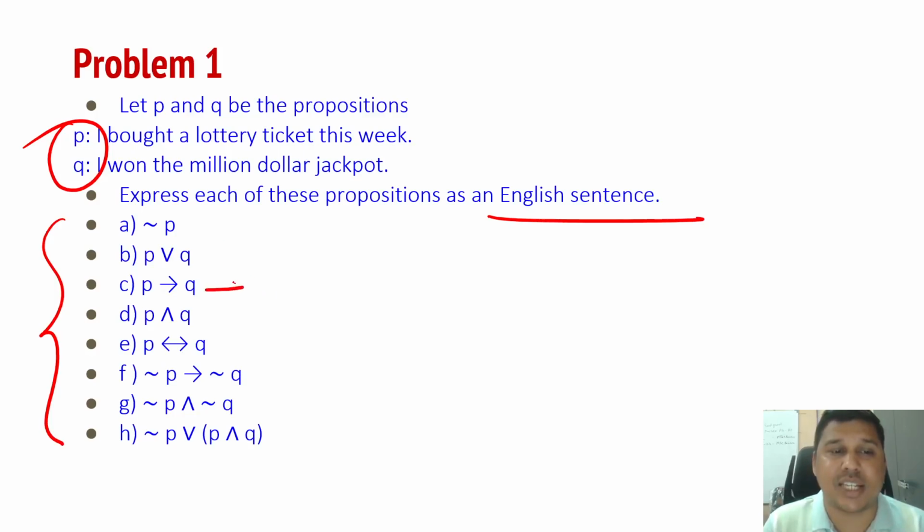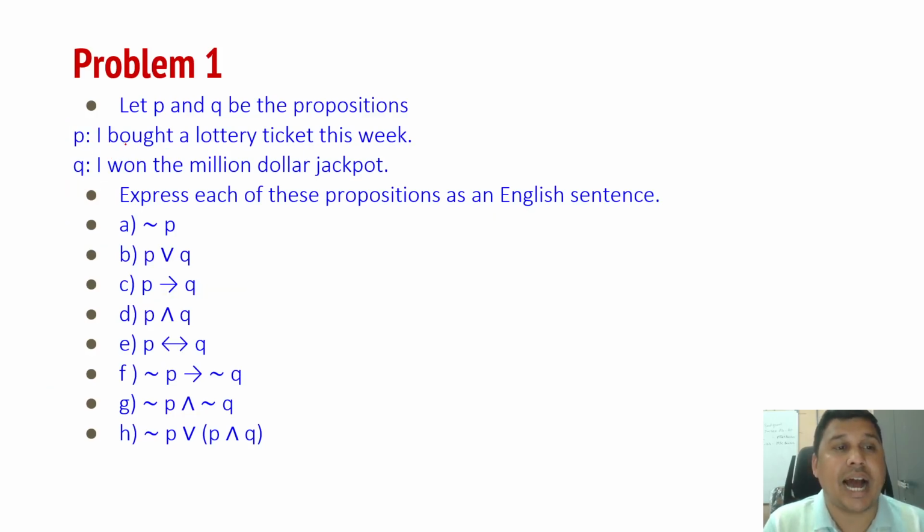For example, you see P implies Q. What is the statement here? P: I bought a lottery ticket this week. Then Q: I won the $1 million jackpot. So what is this P implies Q? If I have bought a lottery ticket this week, then I will win the $1 million jackpot. You have to include if and then for P implies Q.